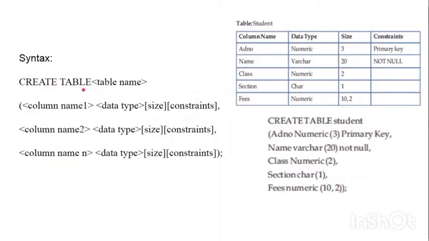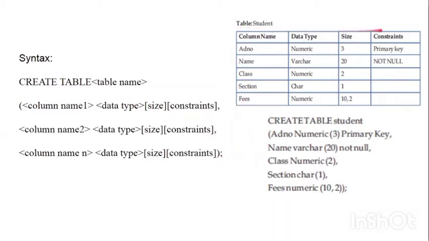So the syntax for the create table command is create table, table name, in parenthesis column name, data type, size, constraints. Then the next column name, data type, size, constraints, and at the end close the bracket and put a semicolon. All the SQL statements should end with a semicolon.